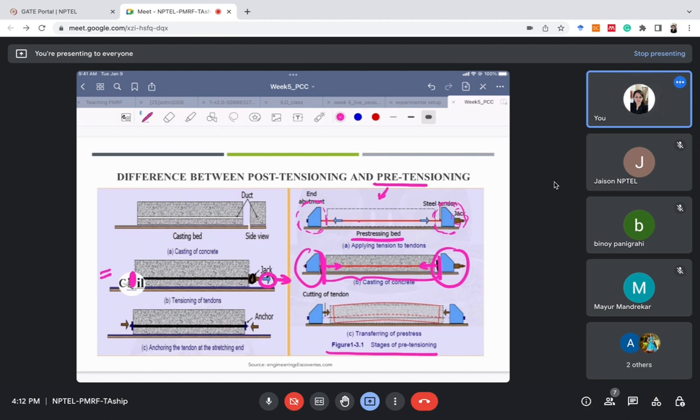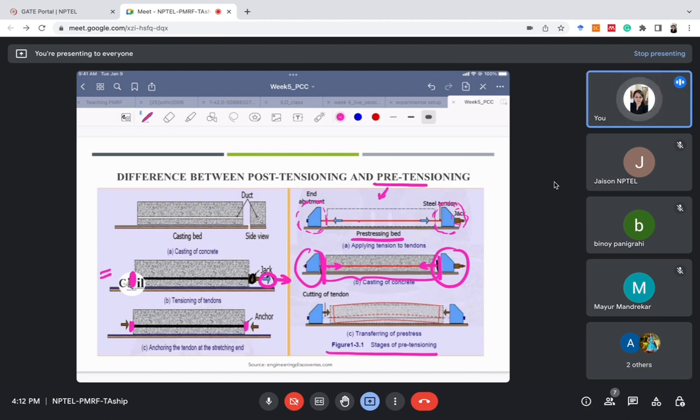So because of this pulling, it will get stretched. After sufficient pulling or after the desired level of pulling, we will cut and anchor it like this. Because of this also, the pre-stress or the compressive stress will be introduced on the bottom part of the beam. There are two methods. Either we will stretch the tendons and then cast the concrete, or we will cast the concrete and then stretch the tendons. So that is the basic difference between pre-tensioning and post-tensioning.